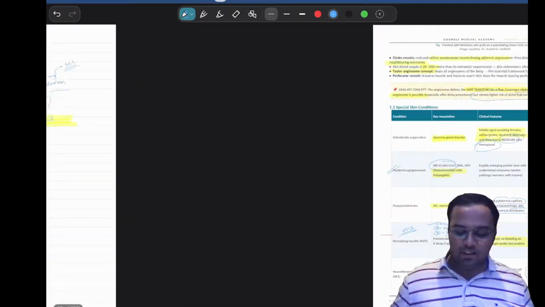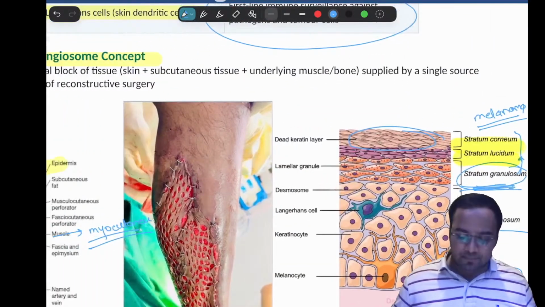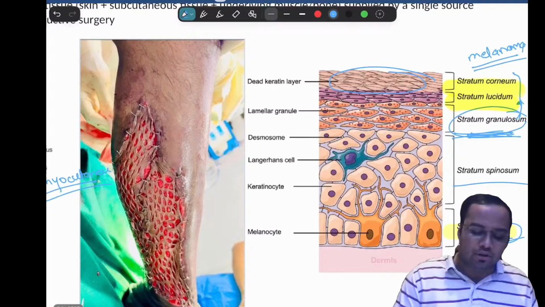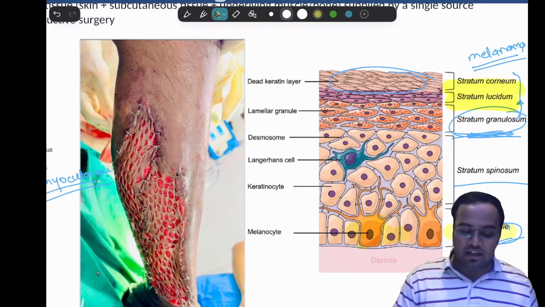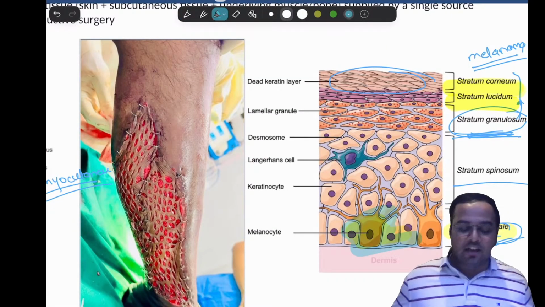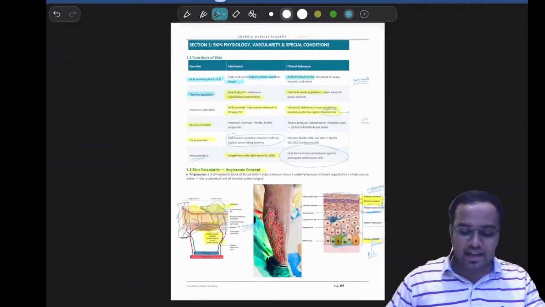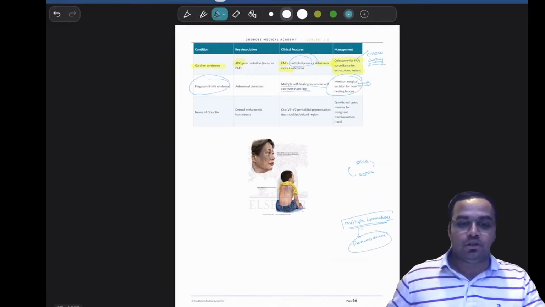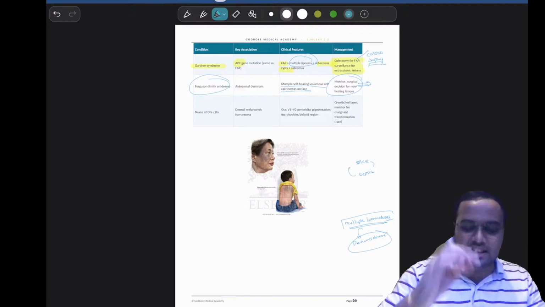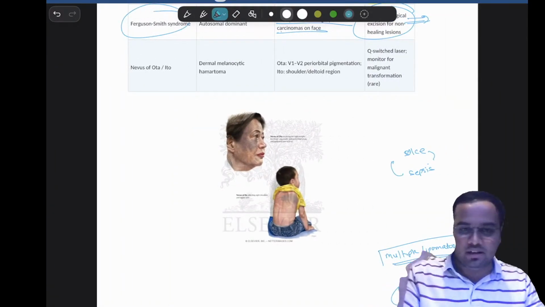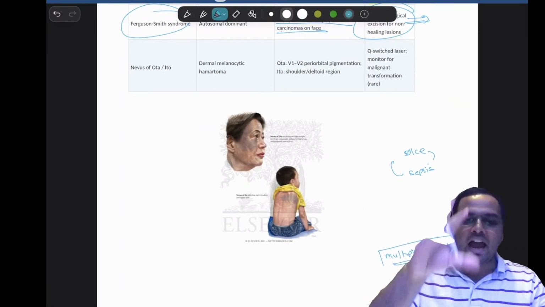So when we saw the skin diagram, we saw that there are something called melanocytes. So this is a melanocyte which is going to give the skin whatever color it has. Whenever there is a rapid proliferation of melanocytes, it is going to give rise to a nevus. So a few babies are born with this nevus. It is called nevus of Ota. O means circular, it is the face, and it is present on the face.